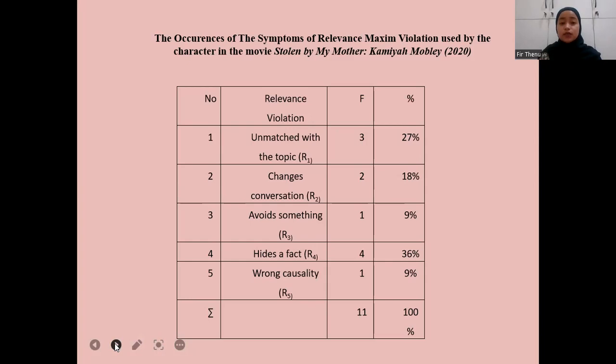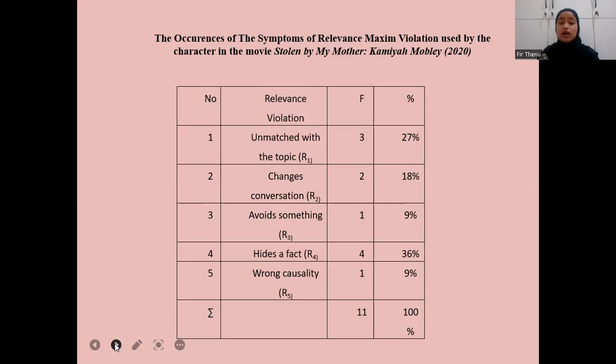The first category is when the characters are unmatched with the topic, 3 times; when the characters change the conversation, 2 times; when the character avoids something, 1 time; and when the characters hide effect, 4 times. And the last category is when the characters use wrong causality, 1 time.